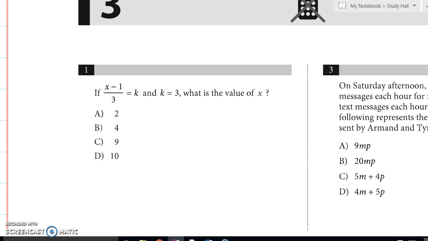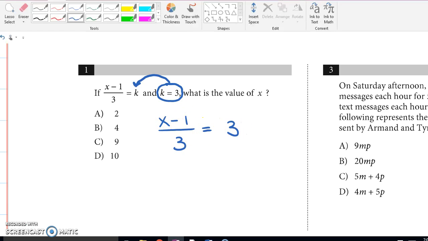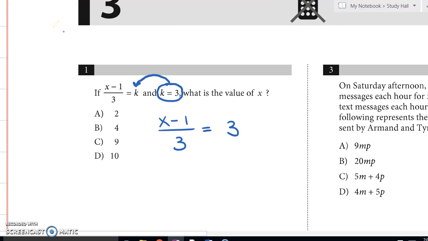And some of us just don't see that it's asking us to use substitution. So I think I've said in a few of my classes before that sometimes substitution is the answer, like in problems that you wouldn't expect it randomly. So we know that k is 3, so everywhere we see a k, we're going to put a 3. So now you have an equation that has one variable that you can solve for, which is x.